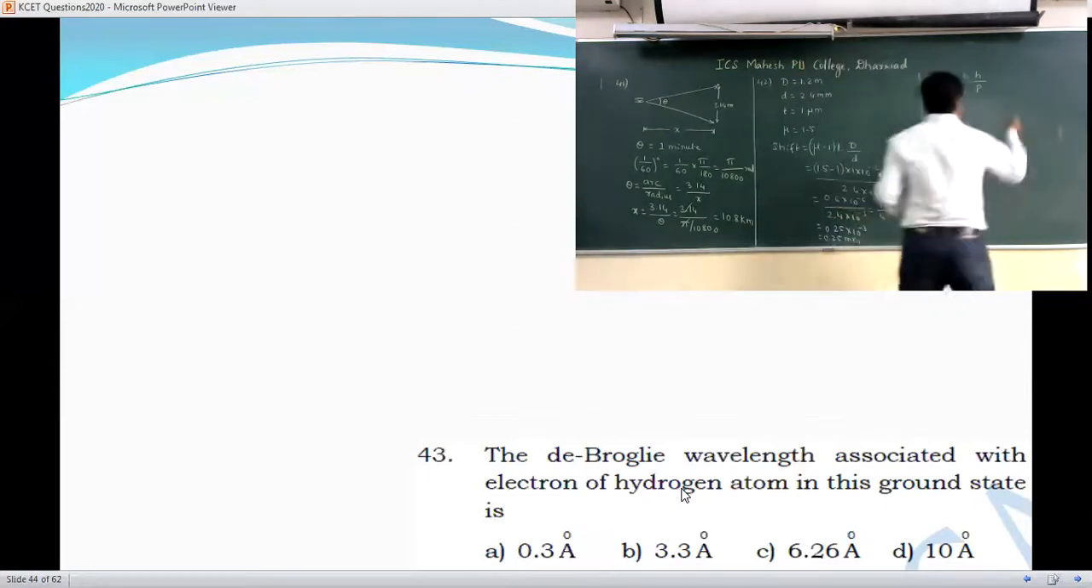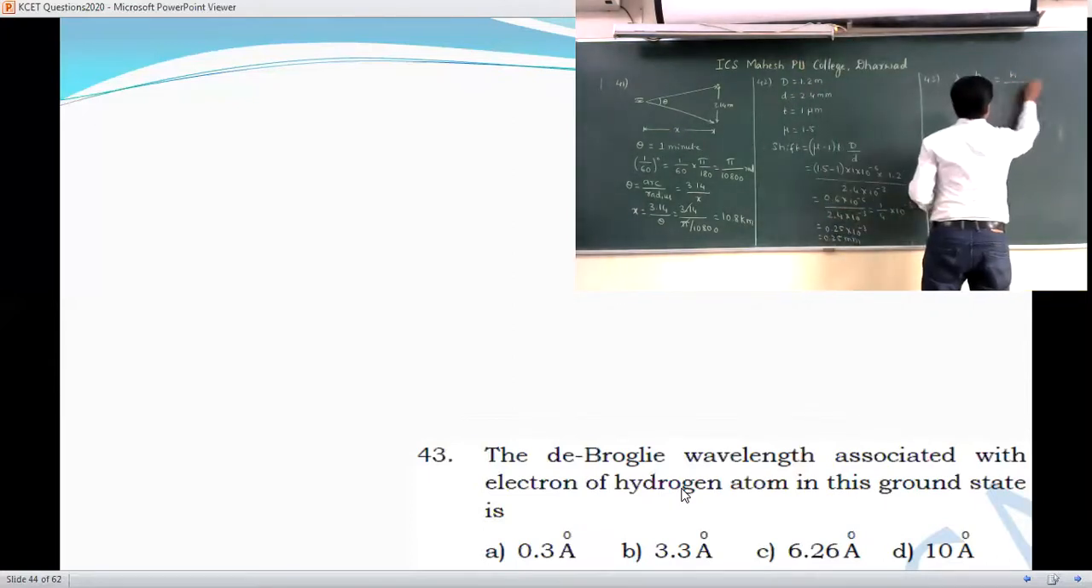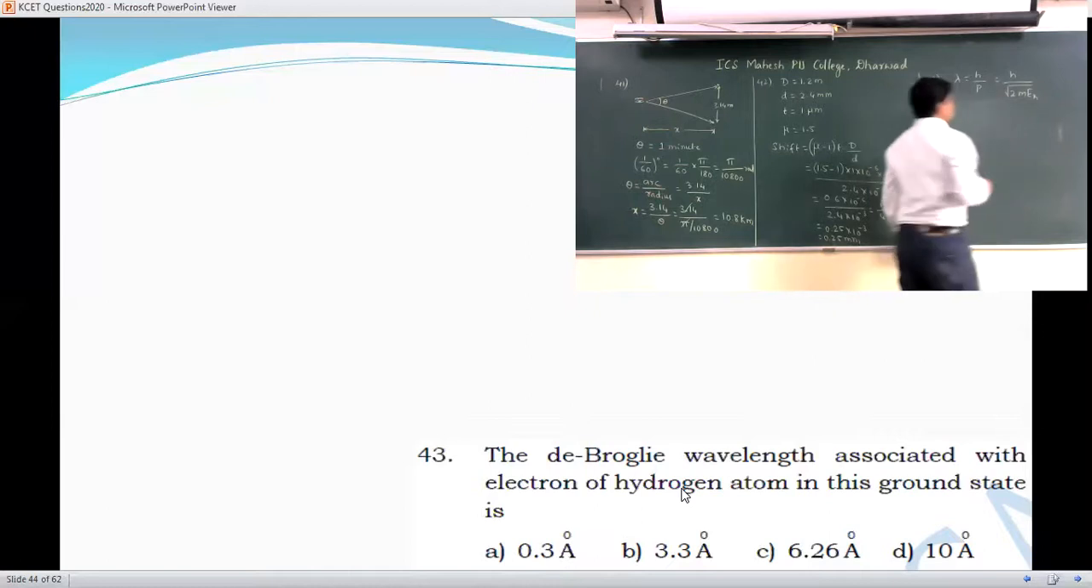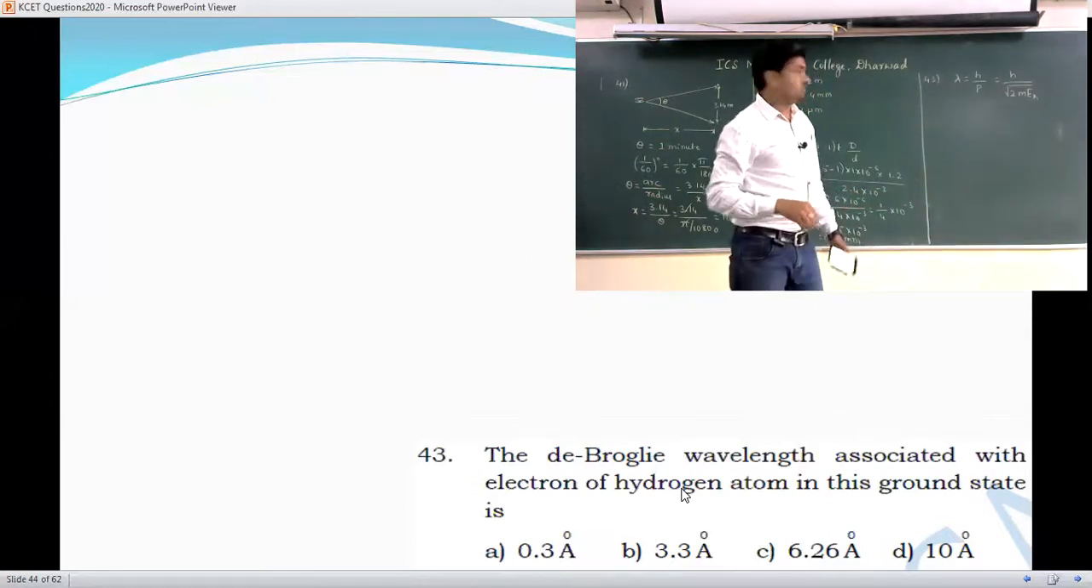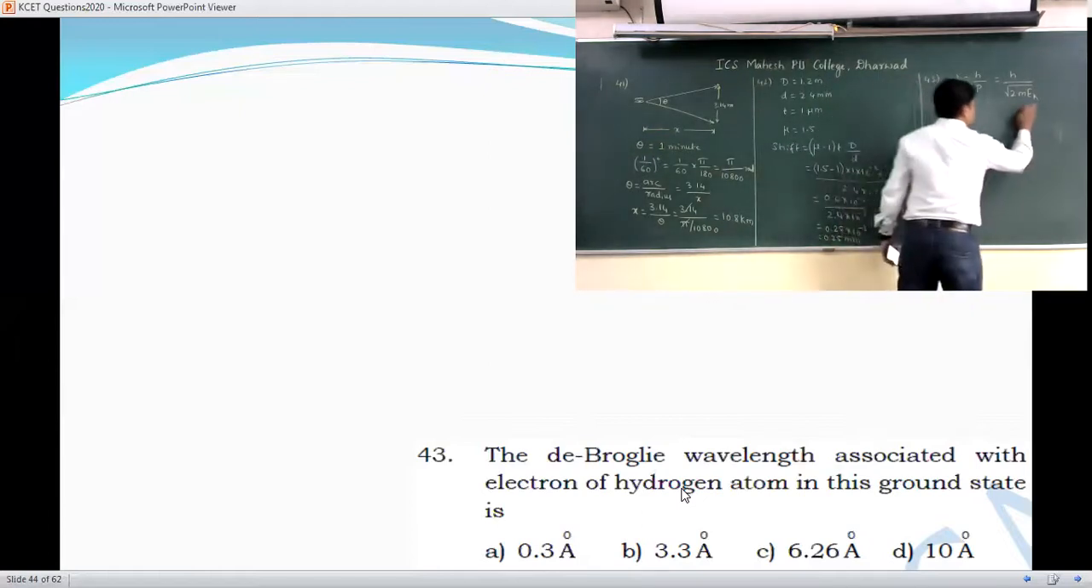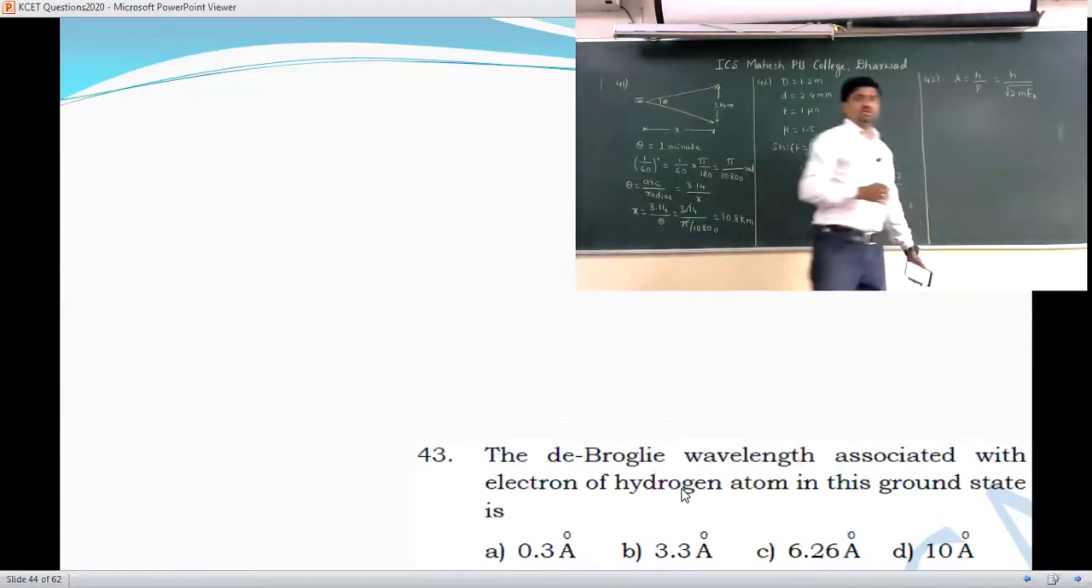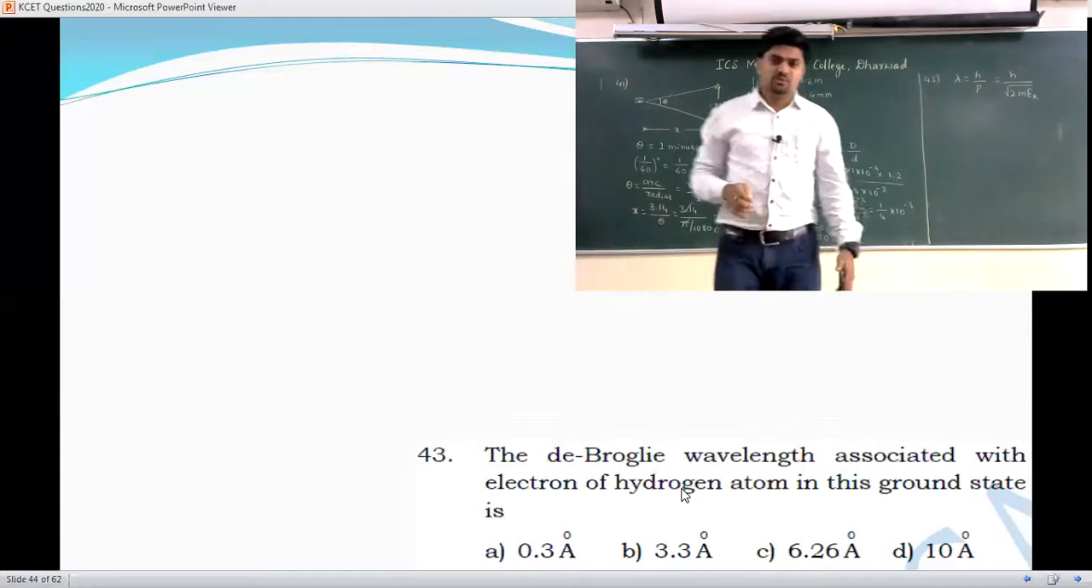So what is the formula we are having? p is equal to square root of 2 m E k, where E k means kinetic energy. This is the formula. Here h is the Planck's constant. Here E k means kinetic energy at the ground state, whose value you have to put.